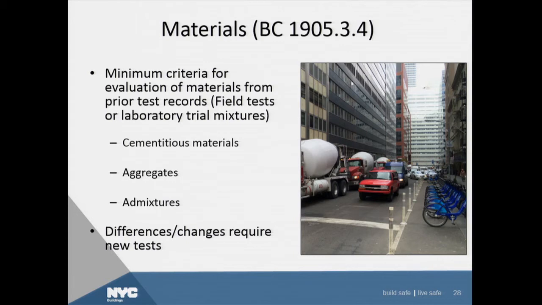The code also provides minimum criteria for how to evaluate when materials are the same, as far as evaluating whether or not prior test records can be used. And it's based on what type of material it is: cementitious material, aggregates, or the admixtures themselves. What are the criteria that you can use to evaluate the different materials? And also field changes, what field changes can be made. Some of these requirements were in a buildings bulletin previously. They've been now incorporated right into the code.